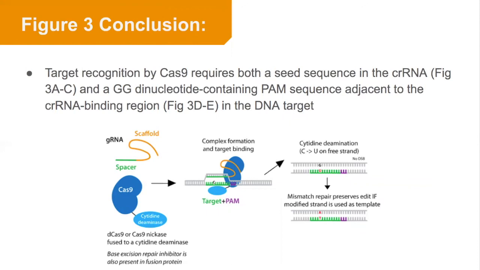So in conclusion, figure 3 found that target recognition by Cas9 requires both a seed sequence in the crRNA, which was found in the data results from figure 3A through C, and a GG dinucleotide containing PAM sequence adjacent to the crRNA binding regions in the DNA target, which I pointed out in figure 3D through E.